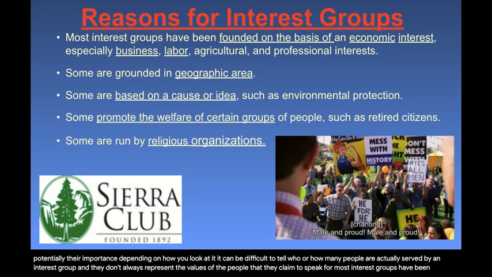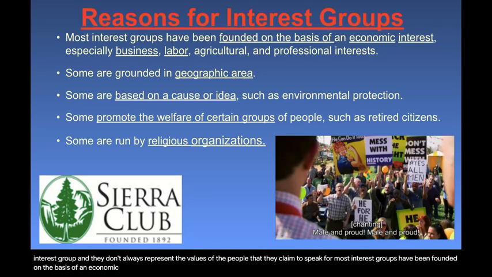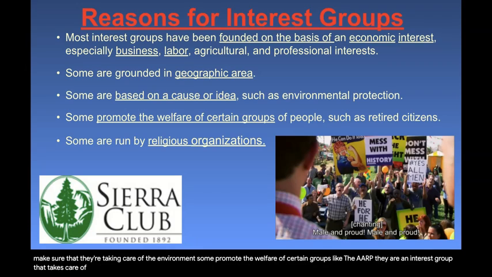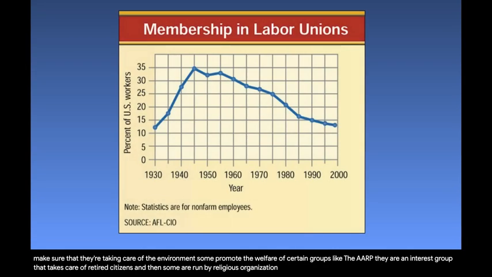Most interest groups have been founded on the basis of an economic interest, like business or labor or agriculture. Some are specifically in a geographic area. Some are based on a cause or an idea, such as the Sierra Club. The Sierra Club is an interest group that's based on environmental protection. So they really want to make sure that they're taking care of the environment. Some promote the welfare of certain groups, like the AARP. They are an interest group that takes care of retired citizens. And then some are run by religious organizations.